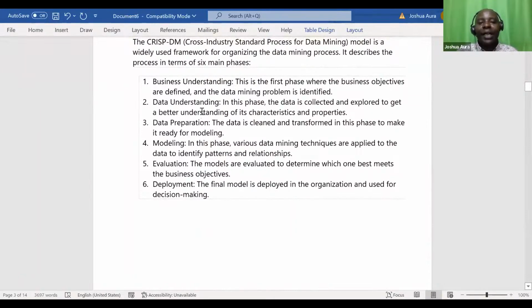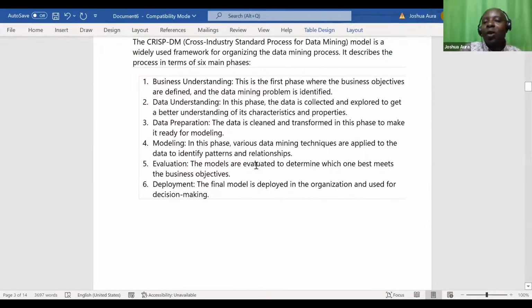Number 2, data understanding. In this phase, the data is collected and explored to get a better understanding of its characteristics and properties. So we must understand the data itself. Then we prepare the data. Data preparation, the data is cleaned and transformed in this phase to make it ready for modeling. In this phase, various data mining techniques are applied to the data to identify patterns and relationships. Like you can decide to make use of regression analysis to come up with a regression model for purposes of your prediction.